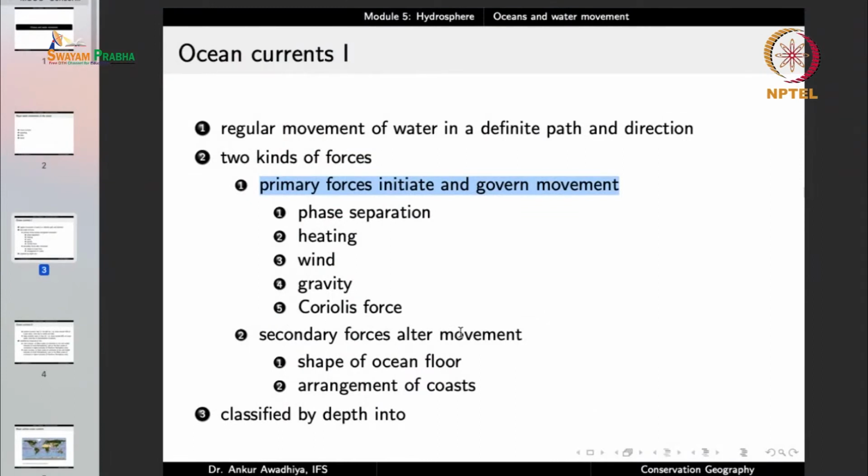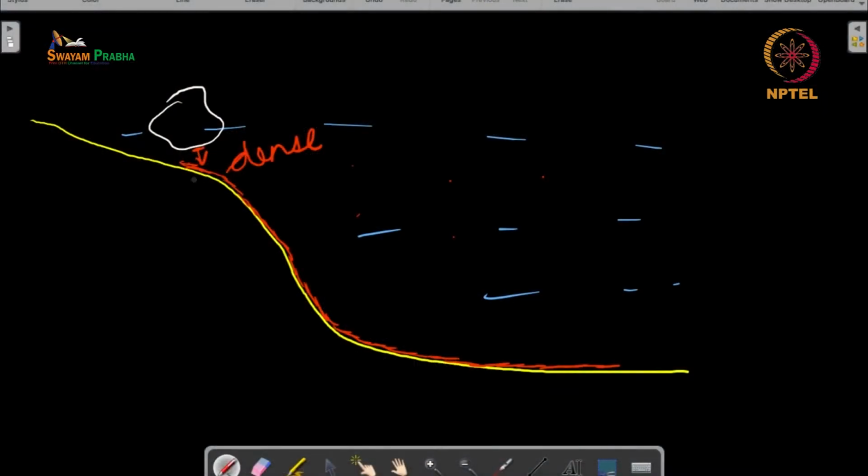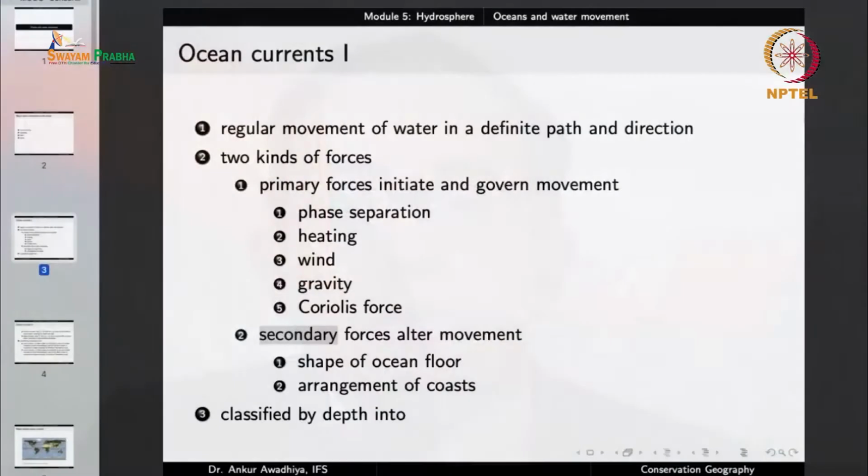Then we have secondary forces that alter the movement. So these secondary forces include the shape of the ocean floor. So when we say that this water is moving along the ocean floor, then it is following the contours of the ocean floor, meaning that if the ocean floor has a different configuration, this water will perhaps move differently. So this becomes a secondary force. It becomes a secondary factor that is altering the movement. It is not initiating the movement, it is not governing the movement, but it is bringing about small alterations.